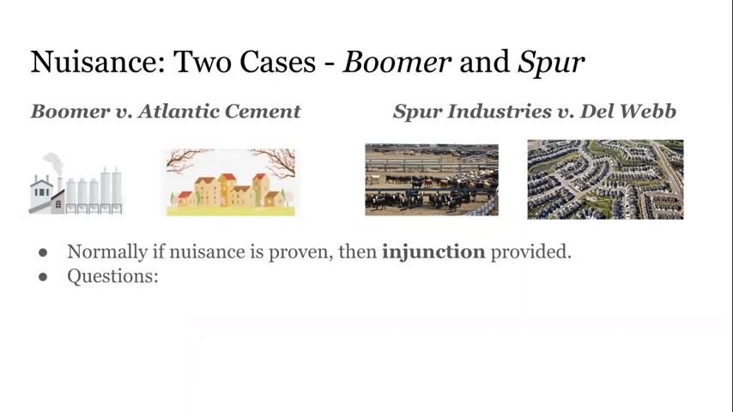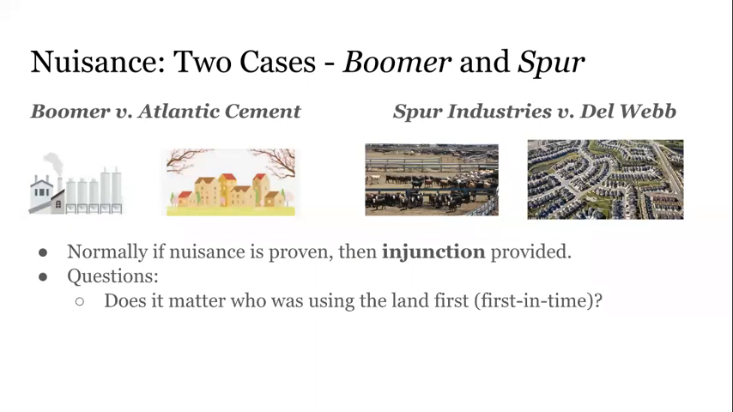So normally, if a nuisance is proven, then an injunction is provided. We talked about that. That's the norm. However, in terms of questions we can ask in this case, does it matter who was using the land first? Who was first in time? Does that matter? Like I said, in Boomer, the houses were there first. The residences were there. In Spur Industries, the cattle feedlot was there first. Does that matter? And should it matter?